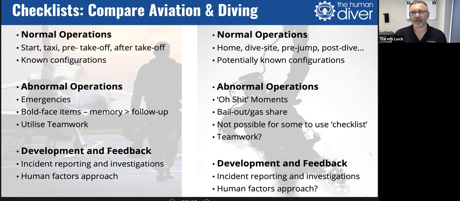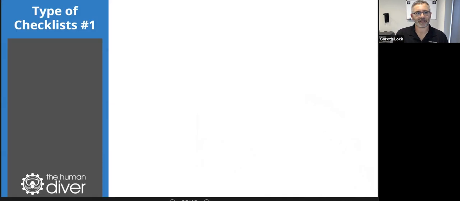Incident reporting. My personal view is most of those are that they didn't follow the checklist or they didn't have a checklist with them. It doesn't look at whether the checklist was actually fit for purpose and provided the information needed for the diver. And there certainly isn't a human factors approach taken to a lot of how this stuff is done, which goes back to the liability process.